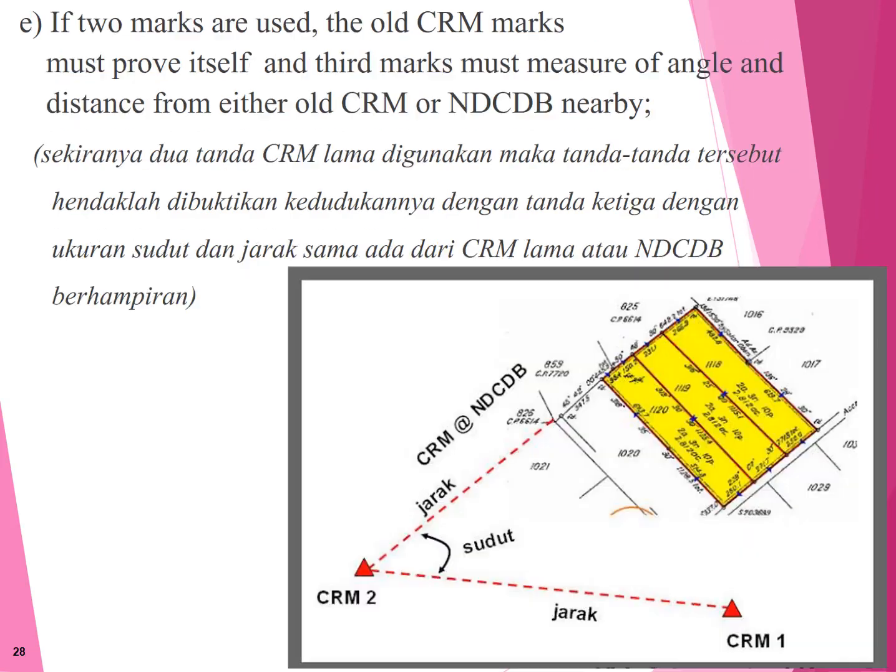E. If 2 marks are used, the old CRM marks must prove itself and third marks must measure of angle and distance from either old CRM or NDCDB nearby.